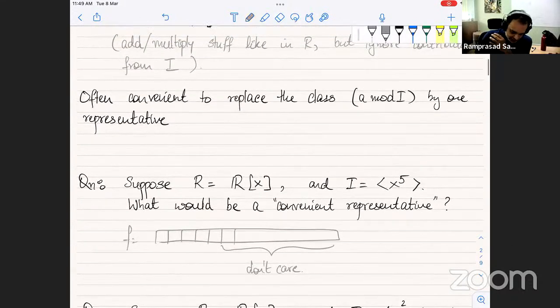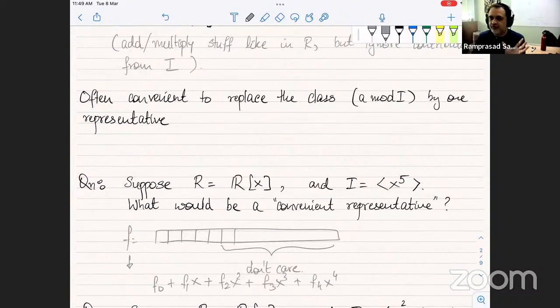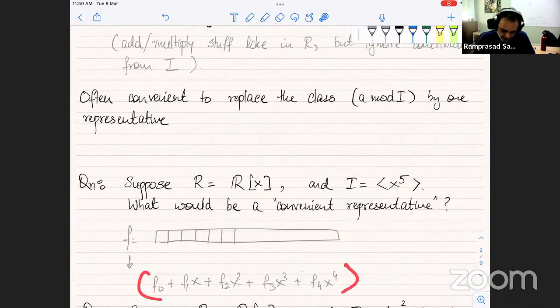So one natural representative is that you define the representative for this to be f0 plus f1x plus f2x squared plus f3x cubed plus f4x to the 4. And beyond this, you don't care. So you're only dealing with degree 4 polynomials. Okay. And your additions and multiplications are going to be, you add stuff the usual way, component wise, like each coordinate gets added up. But multiplication, you multiply two such polynomials, and whenever you get a term that is x power 5 or more, you just throw that away. You don't care about those things.